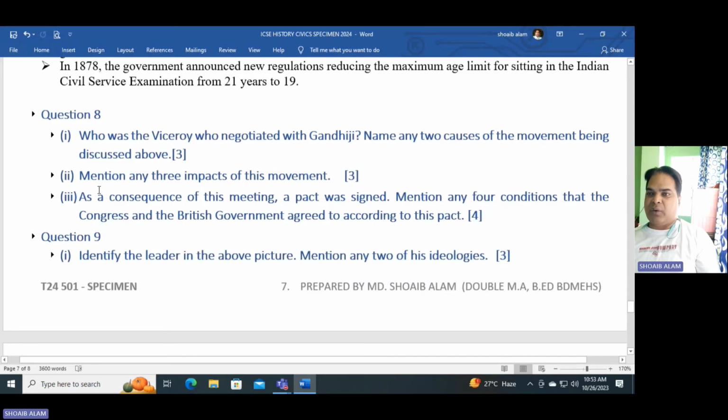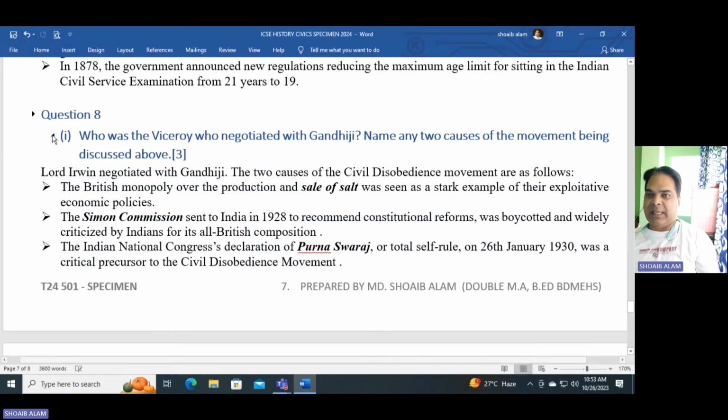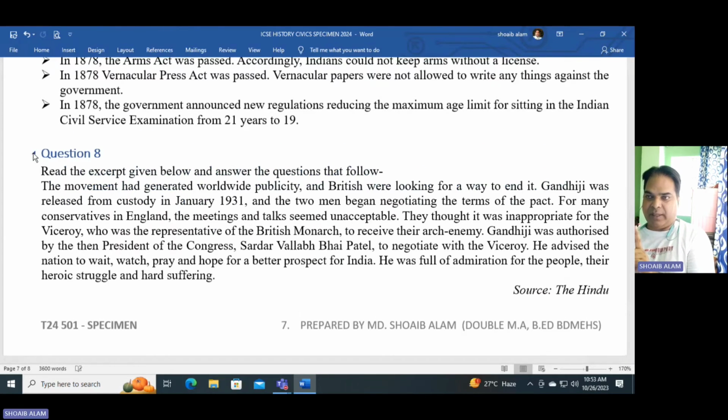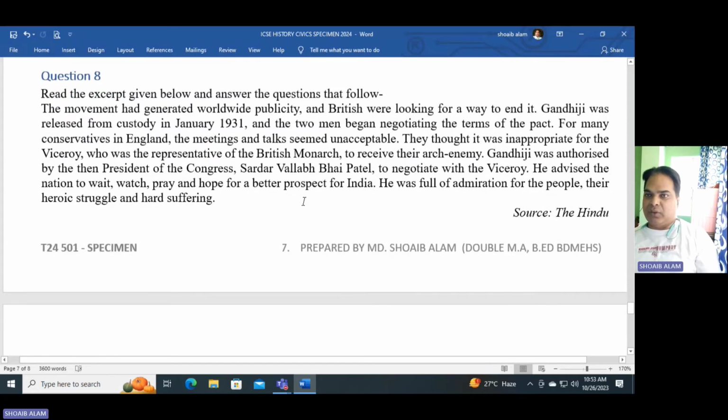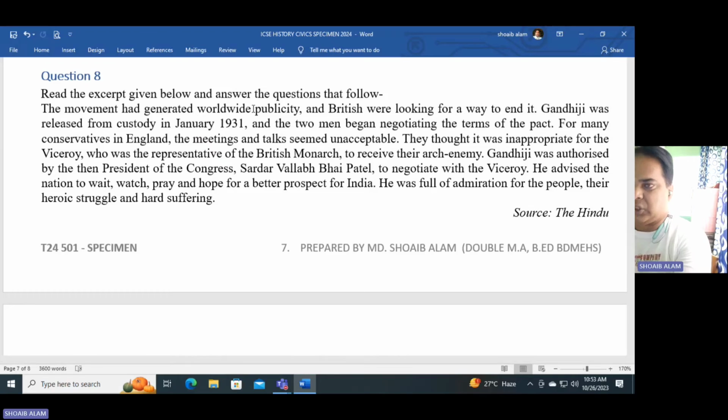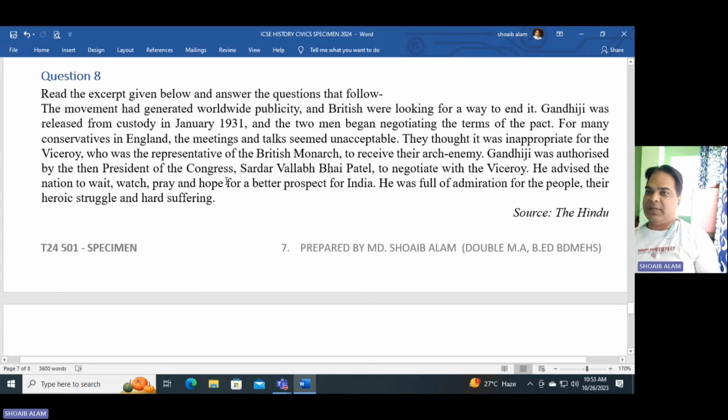Who was the viceroy who negotiated with Gandhiji? Name any two causes of the movement being discussed above. Let us see. Okay. Lord Irwin negotiated with Gandhiji. Here there is one paragraph. Okay, this is the one. So, first of all, we have to read it. Read the extract given below and answer the questions that follow. After reading it, we have to answer it.